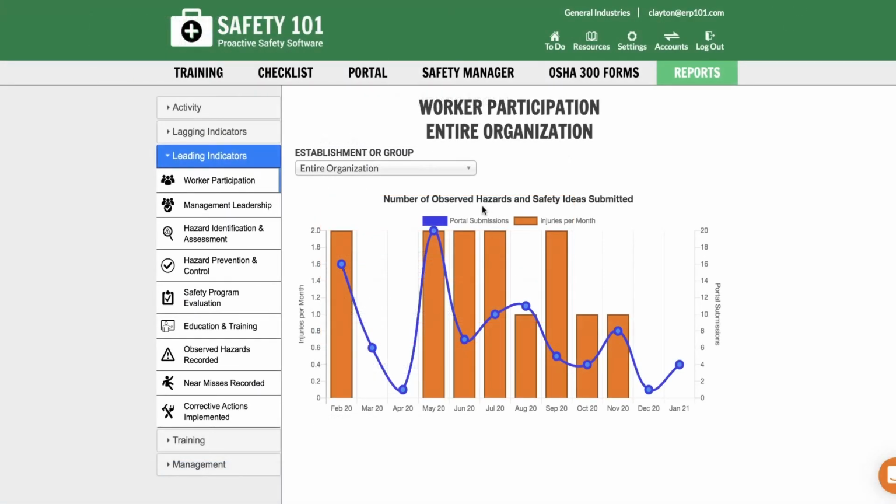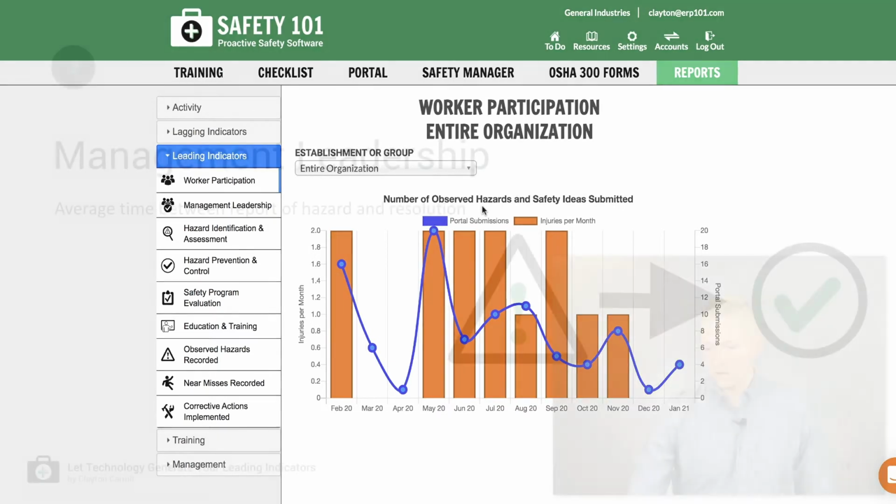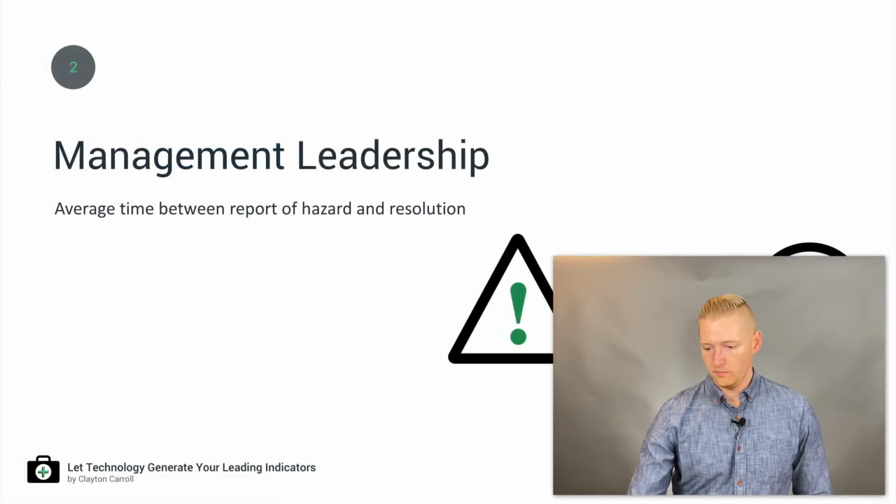Now let's look at what a leading indicator report would look like. What we have right here is called worker participation, but it's the number of observed hazards and safety ideas submitted. The common theme with leading indicators is that you're contrasting the number of injuries, typically per month, to the number of occurrences of something. So in this case, it's the number of portal submissions, the number of observed hazards and safety ideas submitted. All right, so let's go look at the next one.